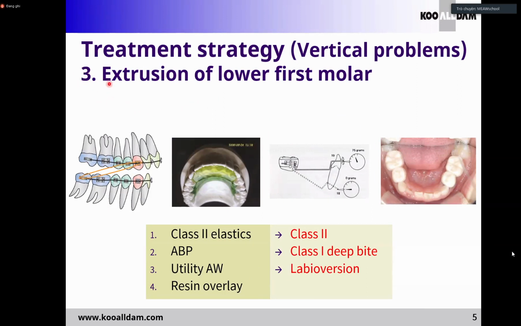So the third factor is extrusion of the lower first molar. How can you achieve this? Through crest elastic, especially long crest elastic. However, in class 3 treatment, we cannot apply this kind of force. Also, anterior bite plate and utility arch wire. And also, it may cause reversion of the lower incisor.